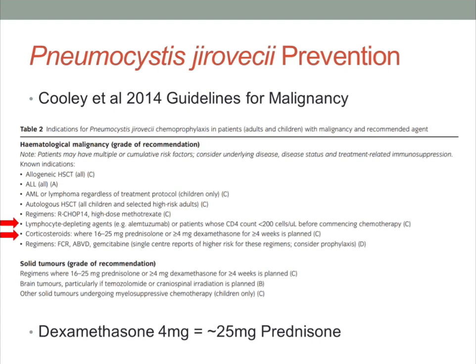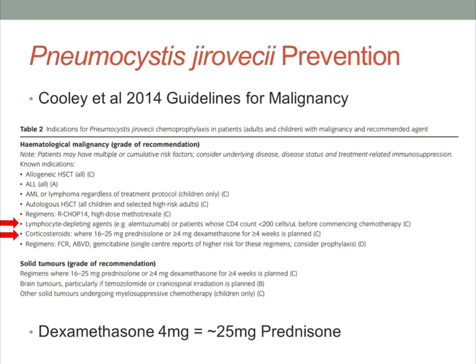In terms of guidelines for patients with malignancy, there are several guidelines, and they don't all match up perfectly, but just knowing what the risk factors for pneumocystis are is important. So we talked about allogeneic transplant, lymphoid malignancy, autologous transplant, high-dose methotrexate combined with R-CHOP. But really just think about things that deplete your lymphocytes and corticosteroids. I think those are the two big things to remember.